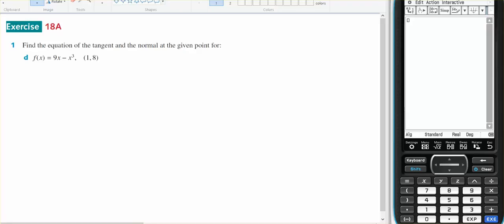This is for Year 11 Methods. It comes out of Chapter 18. 18A, find the tangent and normal at the given point (1, 8). I have a range of methods to do this.